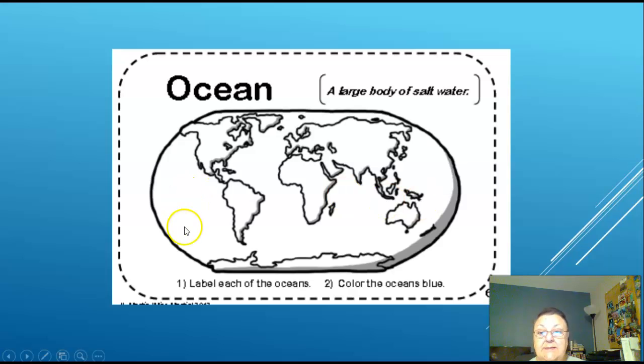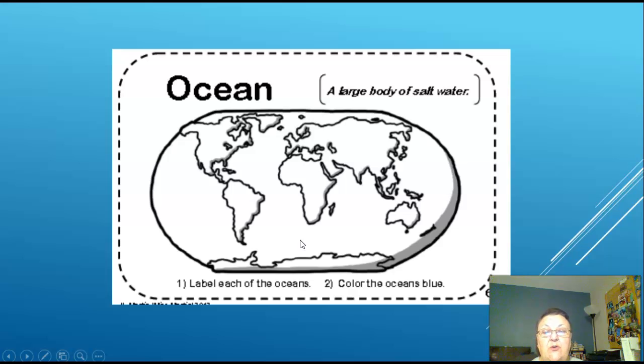And then let's see, Antarctica is down here, and this right here would be the Indian Ocean. So Pacific, Atlantic, Arctic, Pacific, and this here is the Indian Ocean. Now down here, it's called the Southern Ocean.